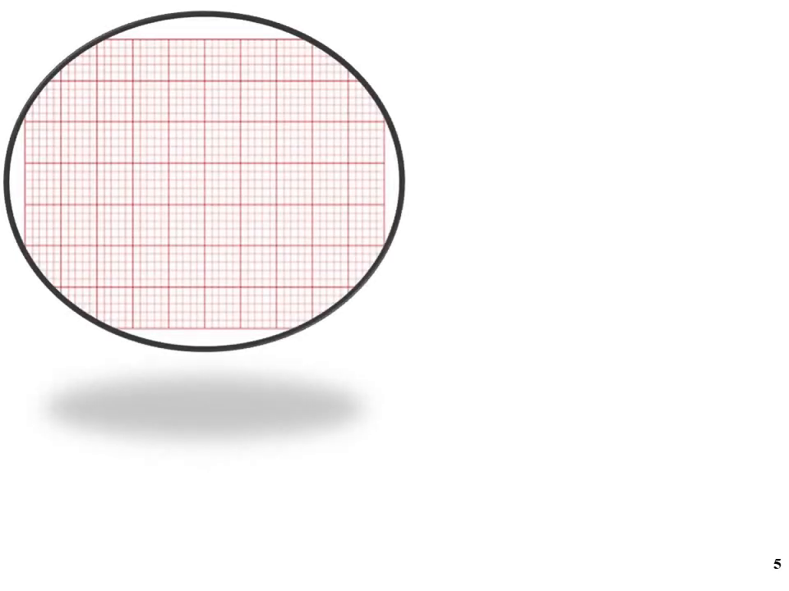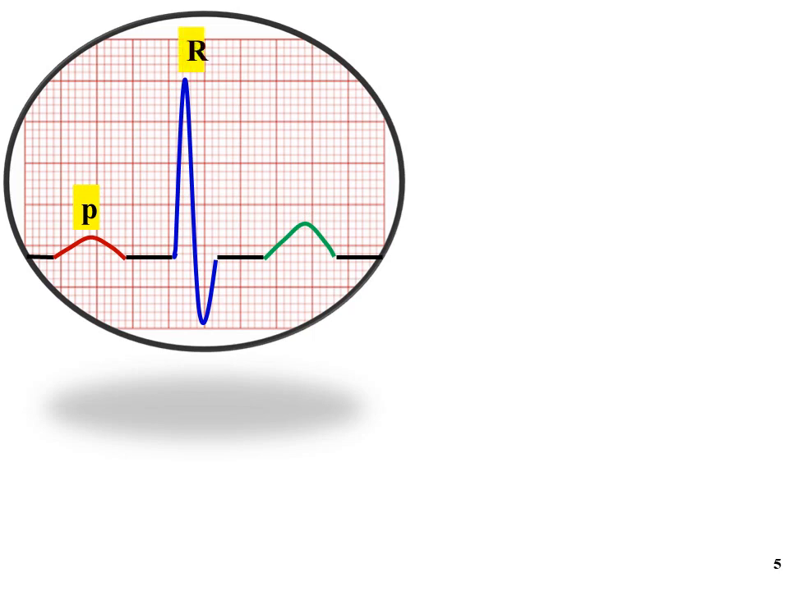Let's take examples. This is P. The first positive wave after P, we will call it R. Even if there is no Q.